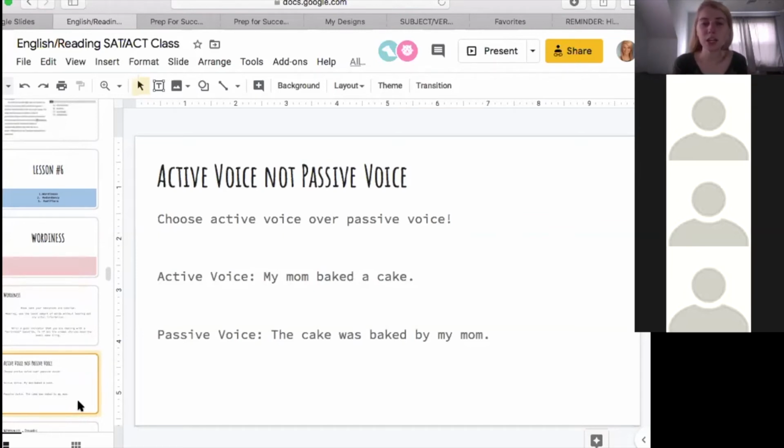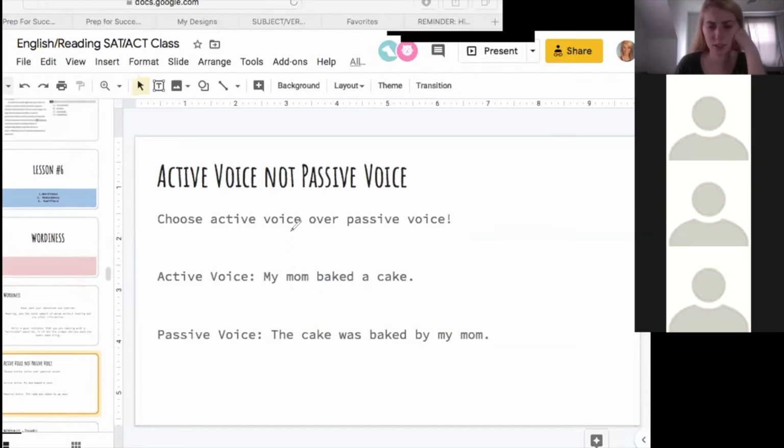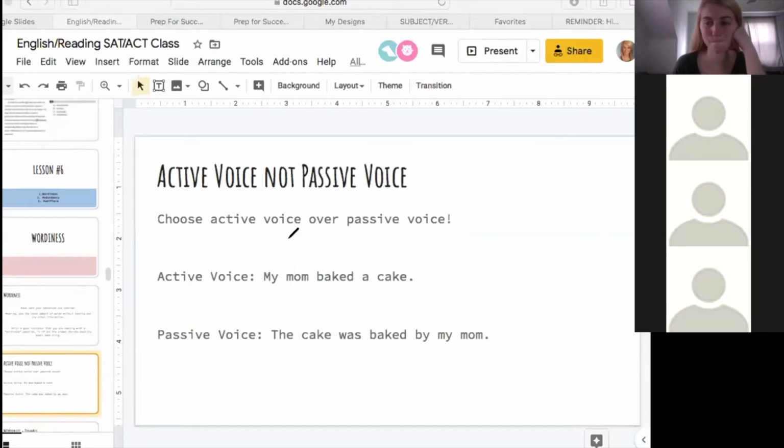So there are 2 different types of, quote unquote, voice as you write. It's kind of like the tone of the piece. But you have active voice, and that means that the subject of your sentence is actively doing the action. So notice here, we have, my mom baked a cake. So what's our subject there? Anyone have any idea? Feel free to type in. Any thoughts? We got my mom baked a cake. What's our subject?